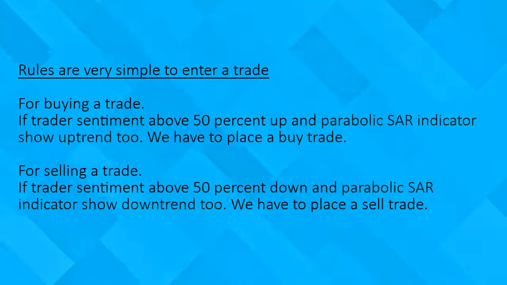Rules are very simple to enter a trade. For buying a trade, if trader sentiment is above 50% up and the Parabolic SAR indicator shows uptrend too, we have to place a buy trade. For selling a trade, if trader sentiment is above 50% down and the Parabolic SAR indicator shows downtrend too, we have to place a sell trade. Let's jump into the live trade.